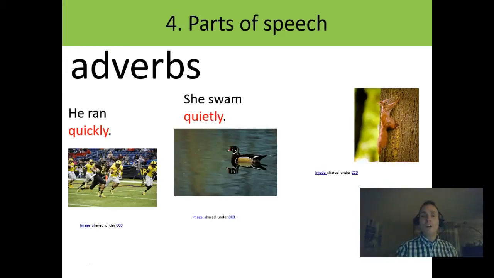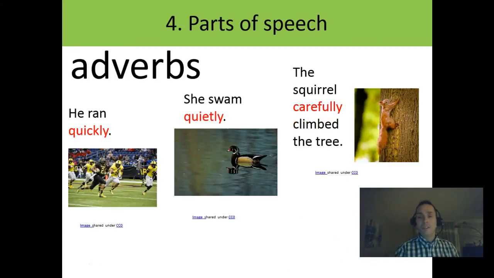She swam quietly. The squirrel carefully climbed the tree. So in this case, we've got adverbs describing a verb. He ran quickly, swam quietly, climbed carefully. And again, in future videos, we'll be taking a closer look at adverbs.